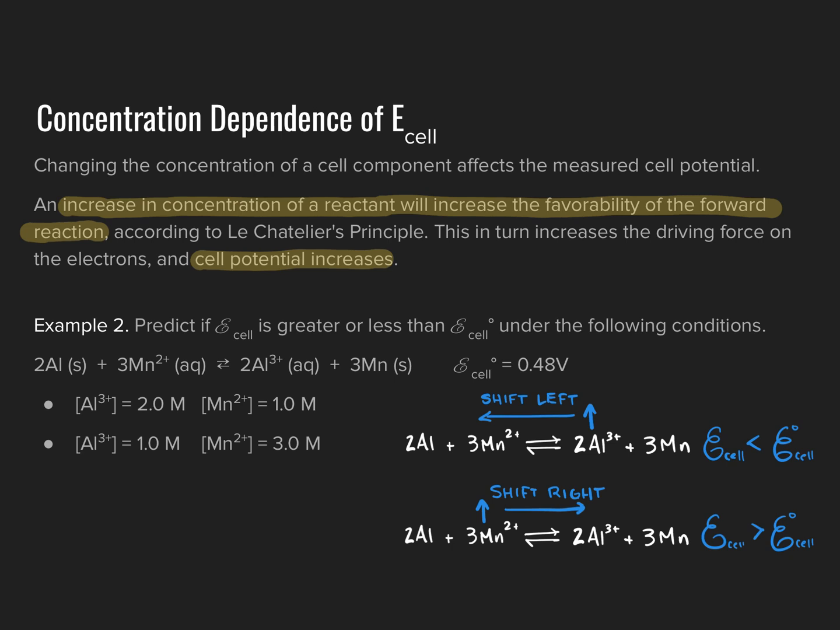So, long story short, a quick qualitative understanding of Le Chatelier's principle is sufficient to determine whether the cell potential of a given cell operating under non-standard conditions might be greater than or less than the cell potential under standard conditions. Let's move on to our next slide.